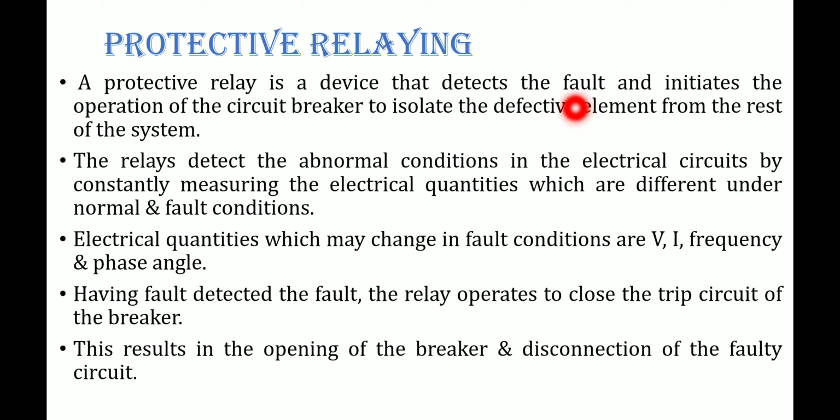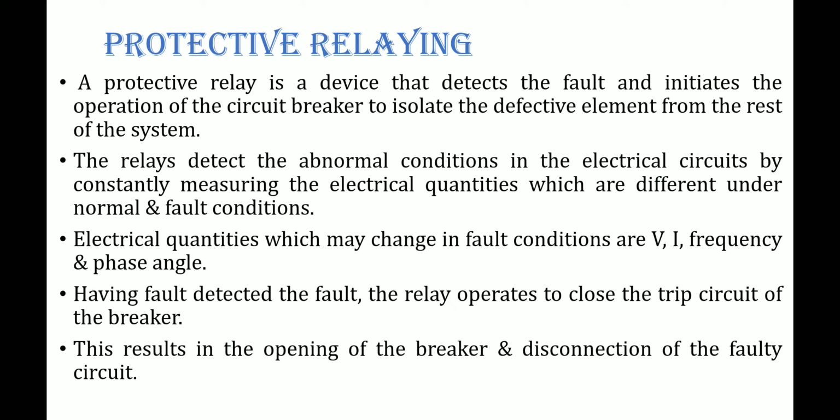So it will detect which kind of fault has taken place, and send that information to the breaker. Based on that information, the breaker is initiated. Then it will isolate. What does the breaker do? It breaks, that is, it isolates or separates the defective element from the rest of the healthy system. Getting? So that is the reason the relay is a device that detects the fault and initiates the operation of the circuit breaker to isolate the defective element.